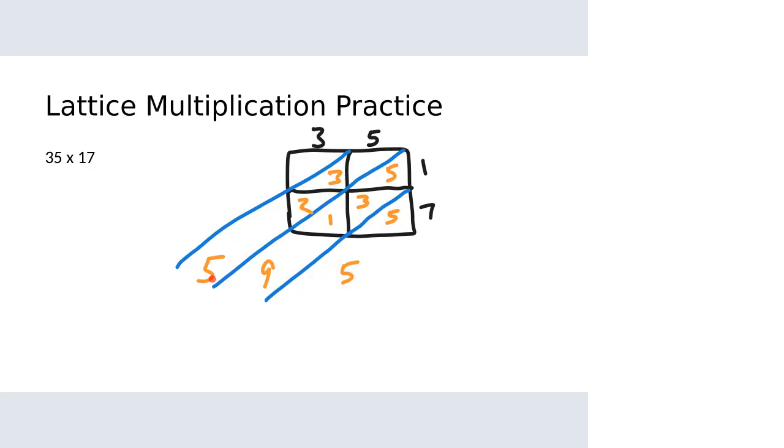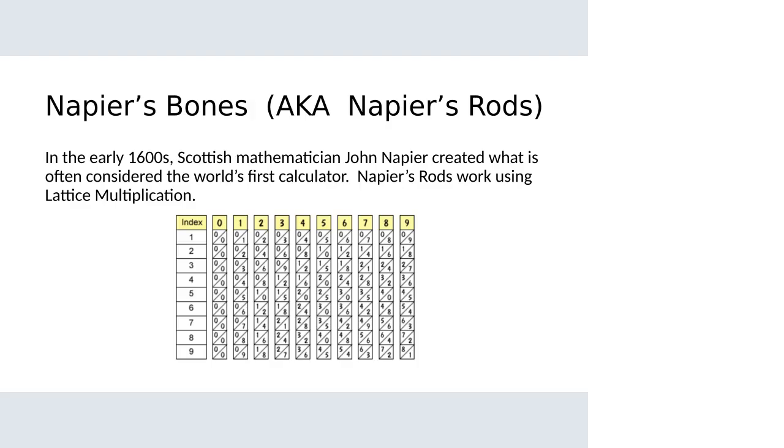I thought I would skip this because of time, but I don't want to. I want to go ahead and show it to you anyway. I'll just do it relatively quickly. Napier's bones, because they were originally made out of bones, are also known as Napier's rods. And what these are is, it was the early 1600s, Scottish mathematician John Napier created the world's first calculator. Napier's rods work using lattice multiplication. Lattice multiplication, really common toward the end of the Middle Ages and then a little bit thereafter.